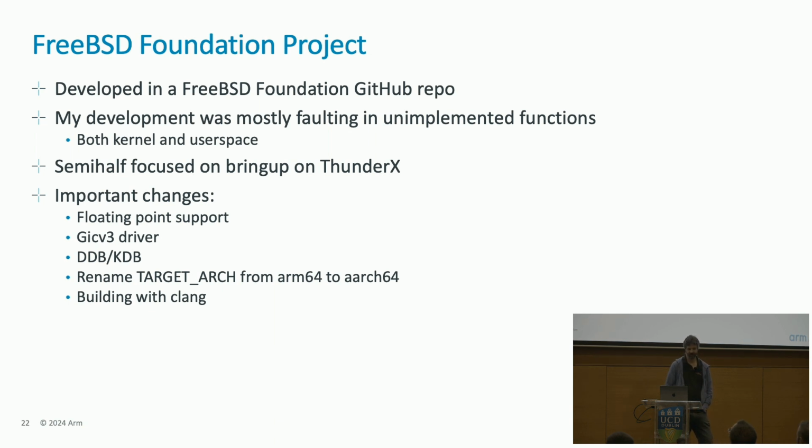So Semihalf, I think they focused more on ThunderX. So it was useful for that, in that it was actual hardware, and it implements things that the model may not. I was working on the ARM model at the time. So we did floating point, GICv3, DDB. That was GICv3 and DDB. I think it was Semihalf. We renamed to AArch64 because software expected that, and we were building with Clang. I think we still definitely needed external binutils.